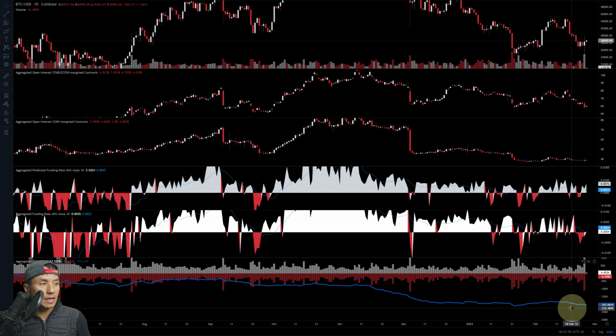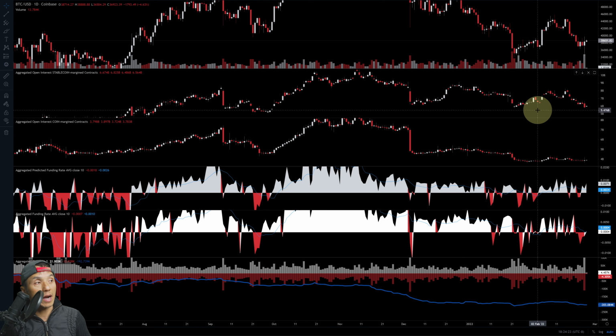Going down to the demand and supply down here, represented by CVD, cumulative volume delta. You can see that it's still dropping. Back here was high, April 2021 was higher. It's still relatively pretty low. So zoomed out like this gives us a better indication of the longer time frame, or higher time frame, if you will.